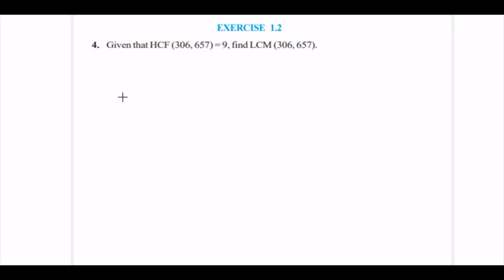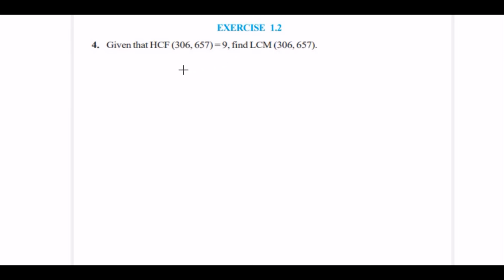The fourth question is, given that HCF of 306 and 657 is equal to 9, find LCM of 306 and 657. So here you have learned if any two numbers are given, then the product of those two numbers will be equal to the product of HCF and LCM. So it's not required to check the prime factorization and then check the common factor.